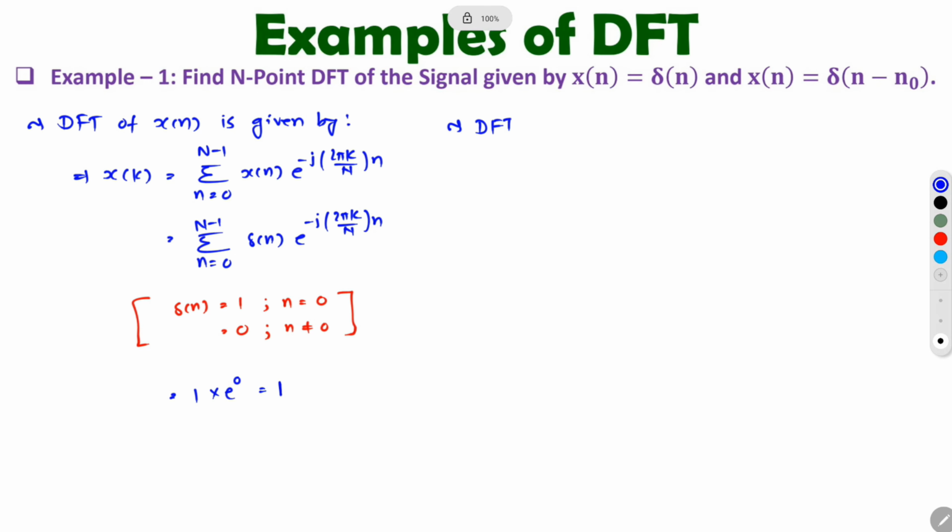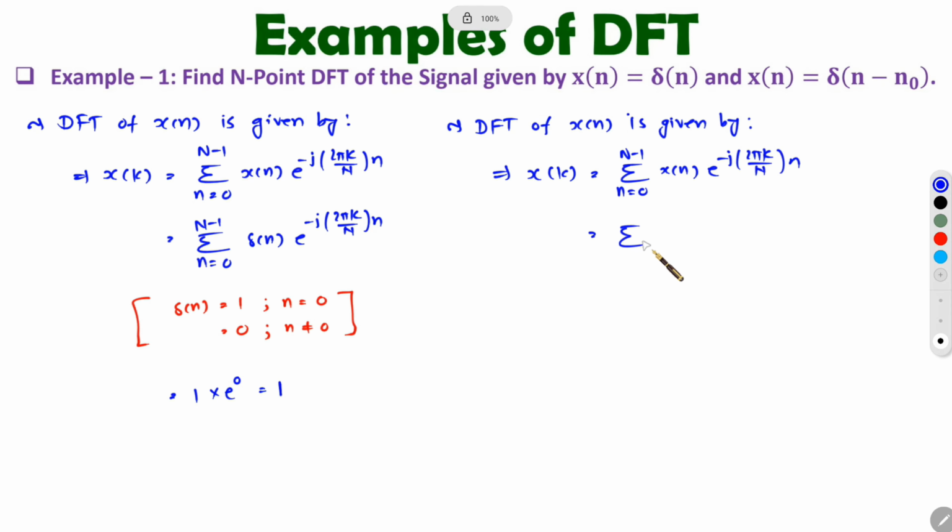Now let me explain the DFT of the second sequence. So now I'll identify the DFT of x of n, where x of n is given by delta of n minus n naught. First of all, let me write the standard equation of DFT. DFT of x of n is X of k, and that is given by the summation where small n ranges from 0 to capital N minus 1, x of n into e to the power minus j 2 pi k by capital N into small n. Here we have x of n in question. What is x of n? Delta of n minus n naught. So let us substitute x of n equals delta of n minus n naught.